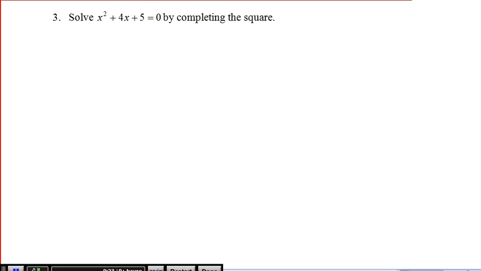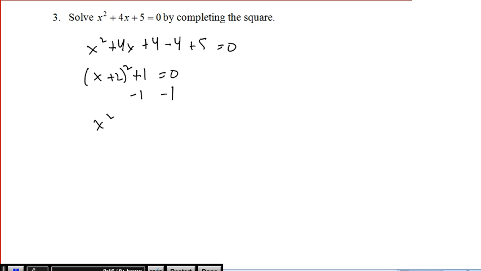And same thing for number 3. So 2 is half of 4, so we end up with (x + 2)². 2 squared is 4, so that's plus 4 minus 4. And that gives us plus 1. Subtract 1 from both sides. Oops. And now we can see that the left side has to be 0 or more, because it's something squared, and this is negative. Not going to be possible. No solution.